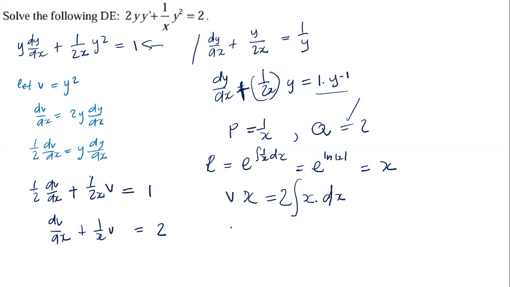And now we have v multiplied by x is equal to, what is the integral of x? It's going to be multiplied by these 2. It's actually going to be x squared plus c. And then remember, we said that v is equal to y squared. We take our y squared back, multiplied by x is equal to x squared plus c. And therefore, this will be your final answer implicitly.